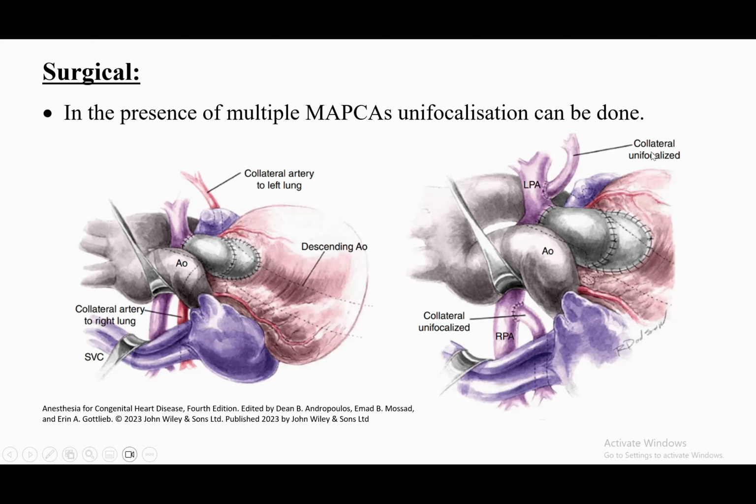So this is the left collateral. We take it from here and connect it to the LPA, and this is the right side one connected to the RPA. This is called unifocalization. Sometimes, if there is absent pulmonary artery, we take these branches and connect them directly to the stump of the pulmonary artery here. This is called unifocalization.